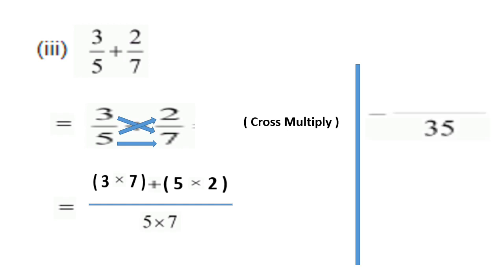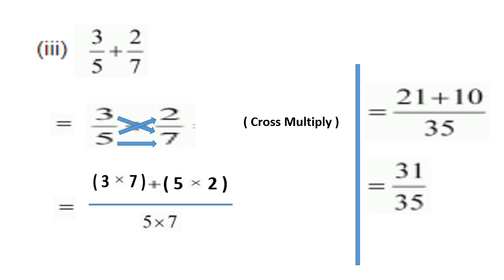3 7s are 21 plus 5 2s are 10 by 5 7s are 35. Then I added 21 plus 10, 31 by 35. Here 35 is greater than 31. This is already a proper fraction. There is no need to change at all. This is your answer. Next question.